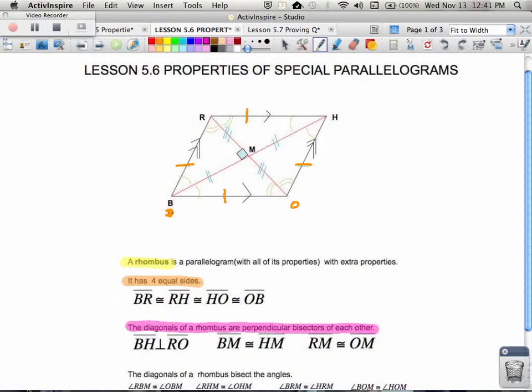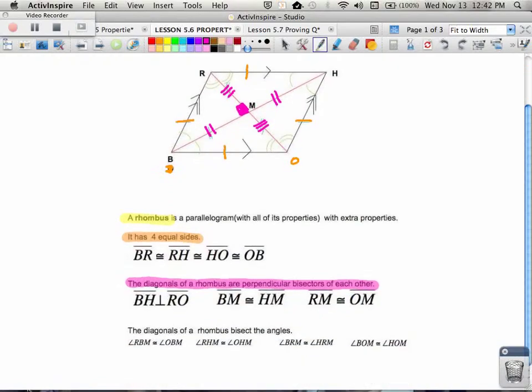What does that mean? That means when they intersect, they form a right angle, and I know that they cut each other in half. So I know that BM is the same size as HM, and I know that RM is the same size as OM, highlighted in the pink. Again, remember that these two properties that I've highlighted so far in the rhombus specifically are in addition to all of the properties that were true in a parallelogram.